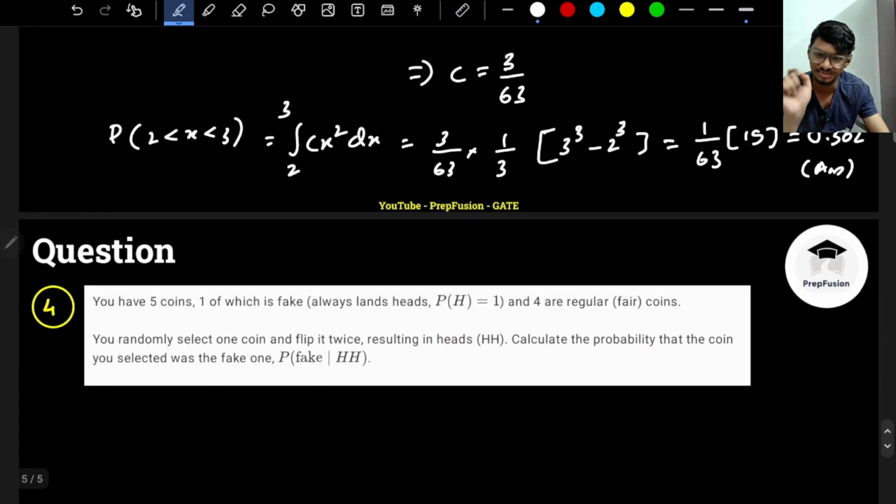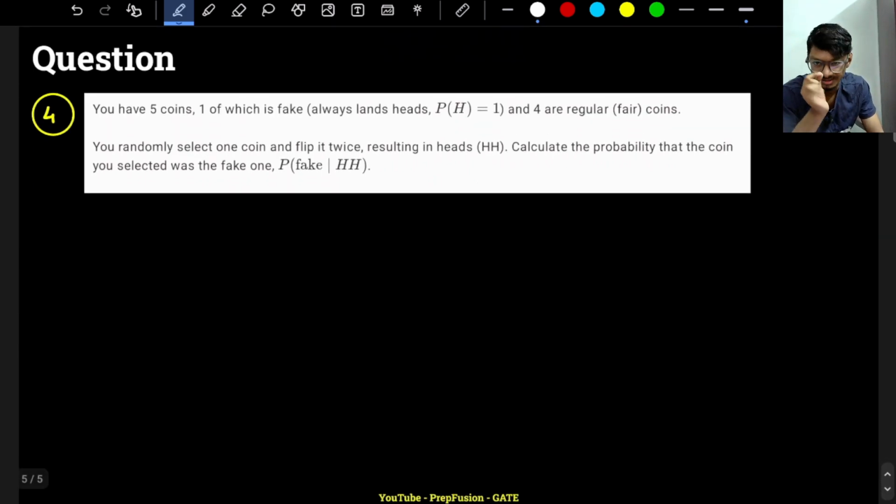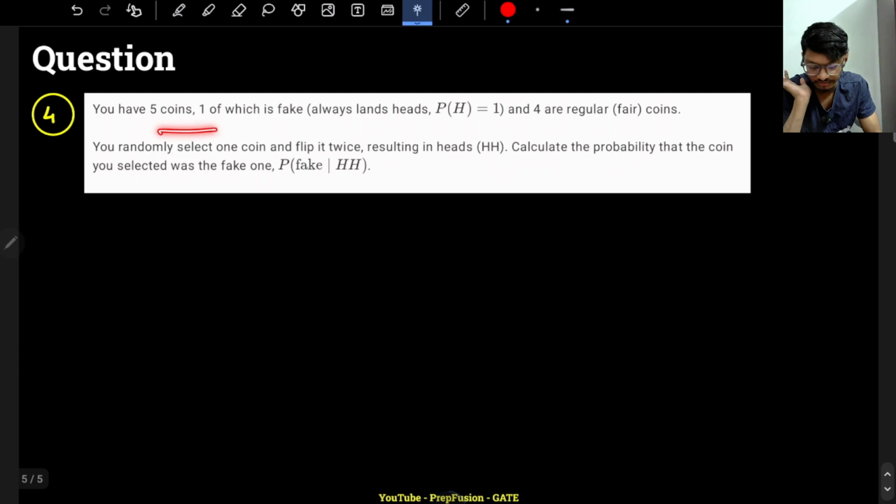This next question is just 5% more difficult than the previous question. All the previous questions were just simple halwa, simple laddu. This question is just a bit higher in level. So you have 5 coins, out of which 1 is fake, where fake means it always lands head. Basically, in both sides of that coin you have only head. 4 are regular coins. You randomly select one coin and flip it twice, resulting in 2 heads. So calculate the probability that you selected the fake one.